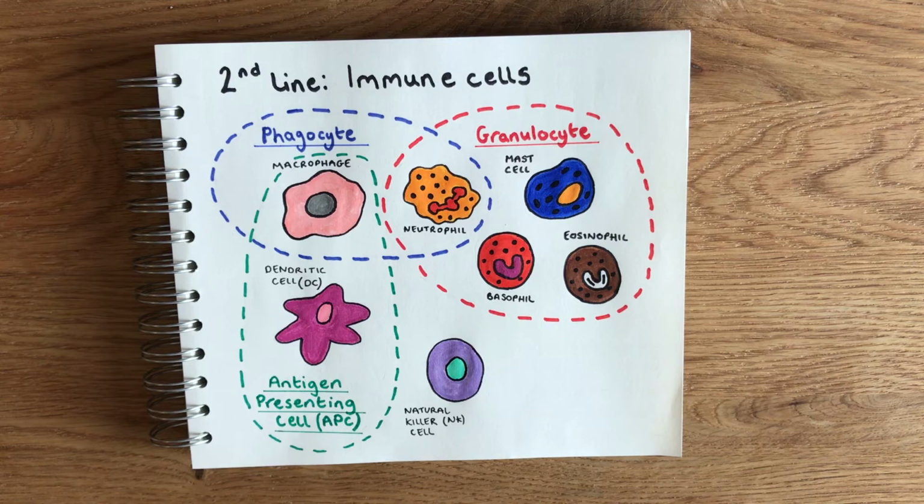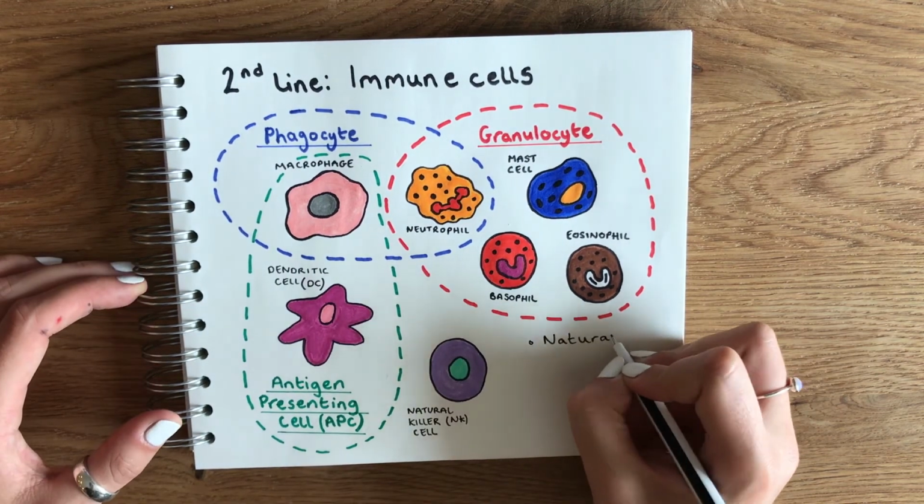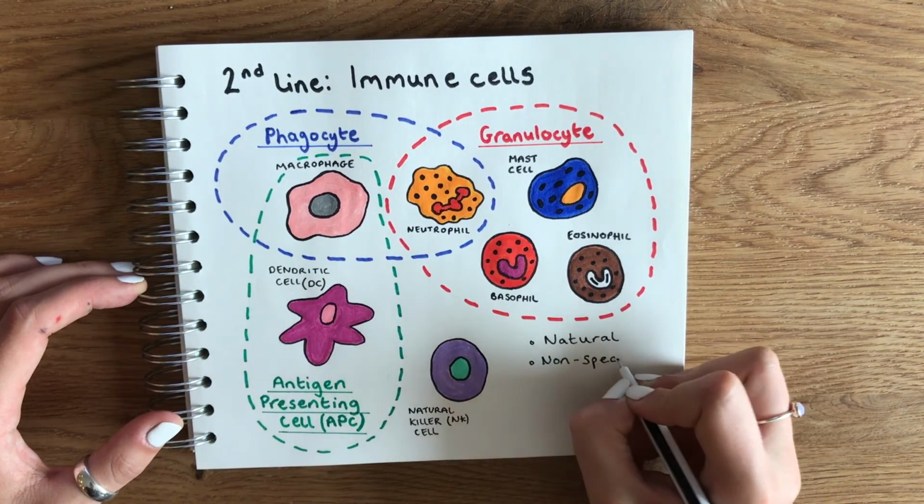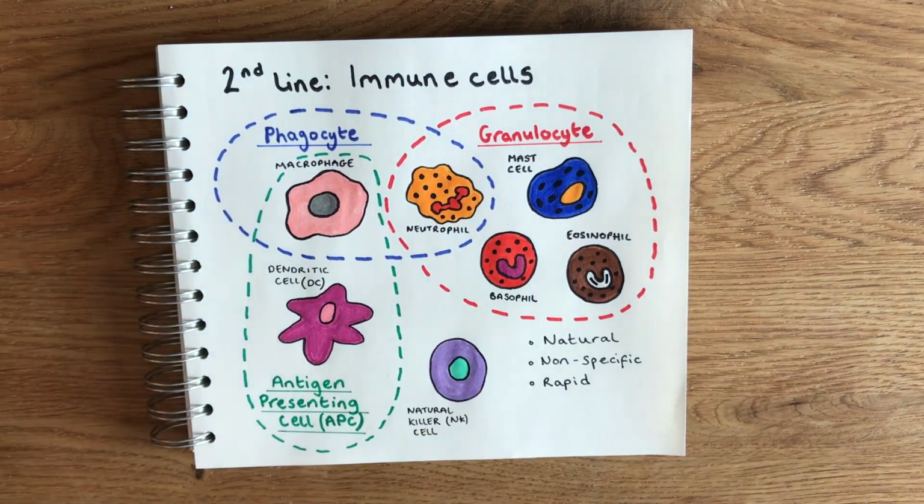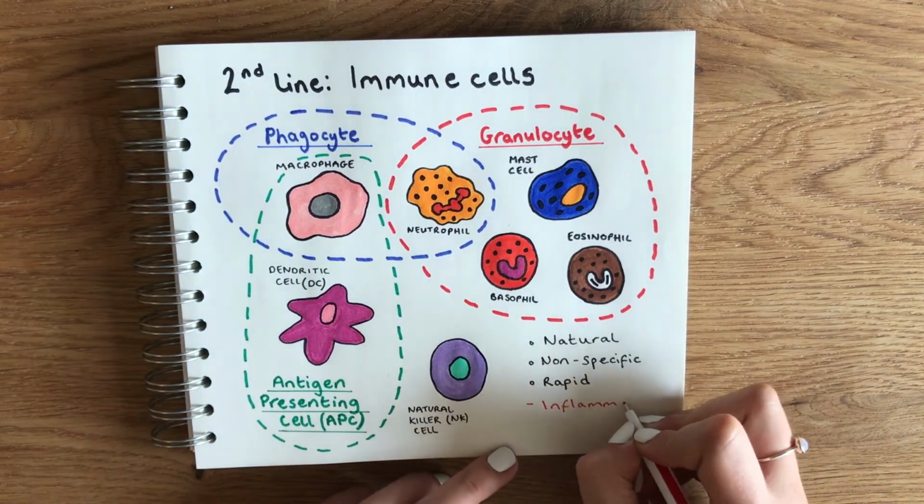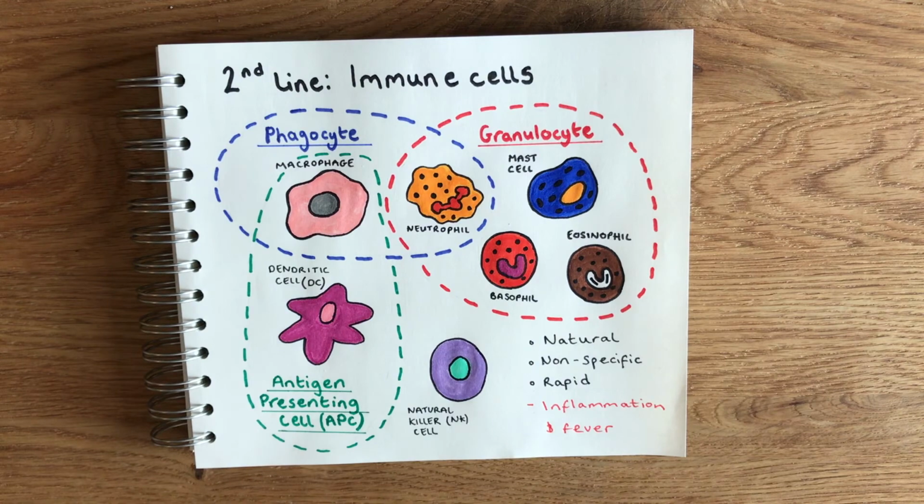Okay, so to summarise, the innate immune system is our natural immune system, meaning it's there from birth. It's a non-specific but extremely rapid response. And it's actually the innate immune response which can lead to inflammation and fever. And I will again be explaining these two things in much more detail in a future tutorial.